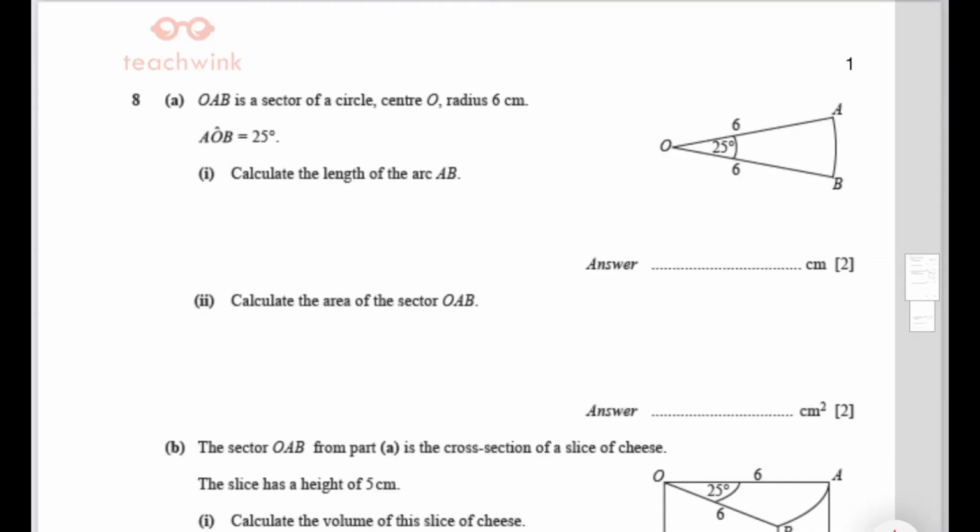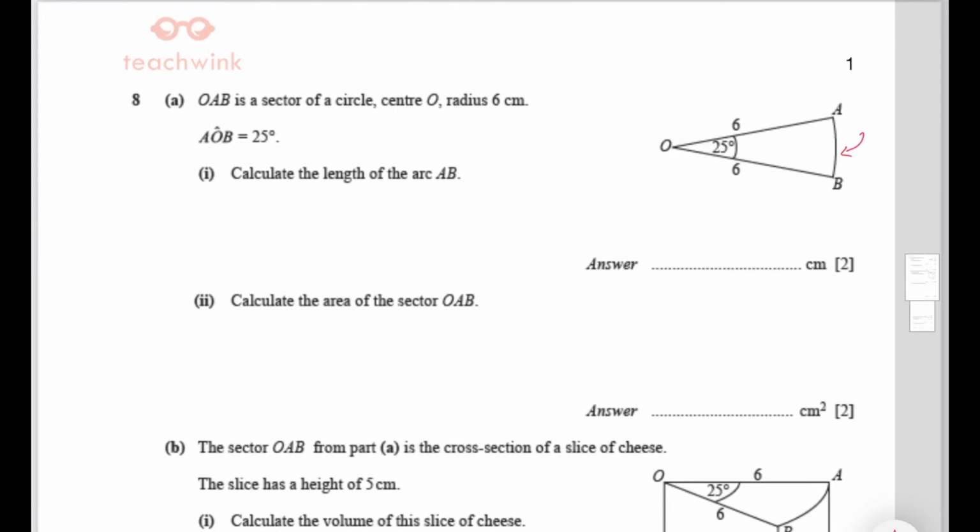So let's start. The question says OAB is a sector of a circle with center O and a radius of 6 centimeters. Angle AOB is 25 degrees. The first part says calculate the length of the arc AB. They have to calculate this length over here. How do we find that? We use the circumference formula.